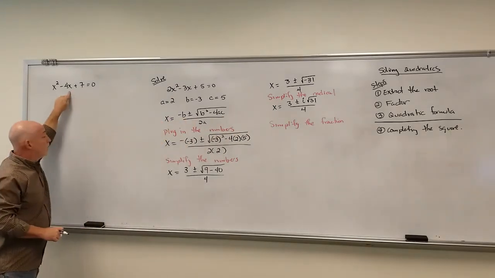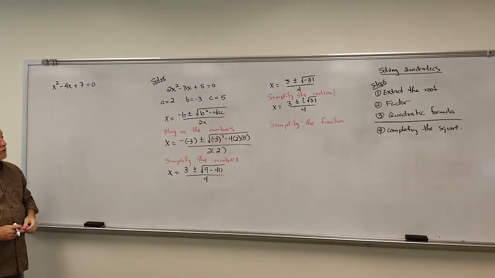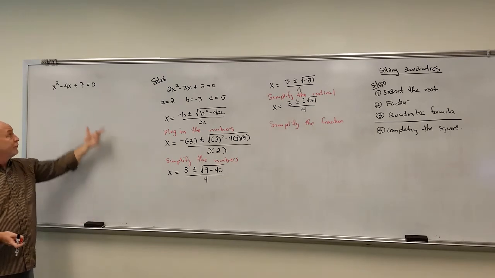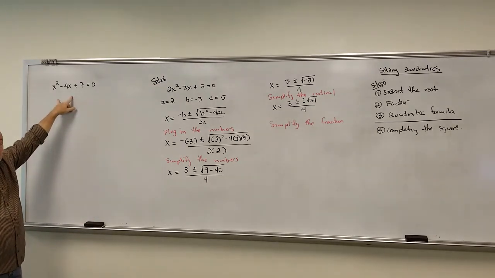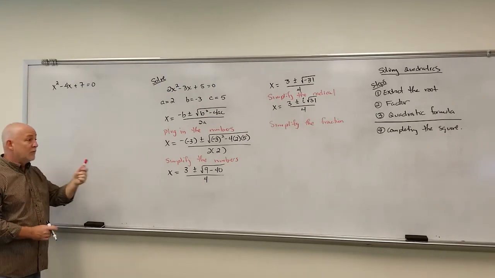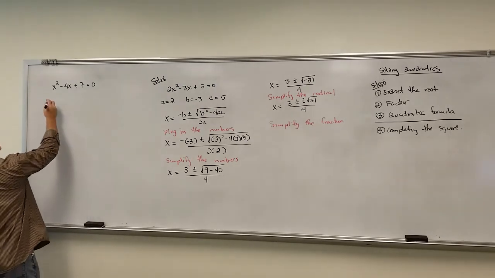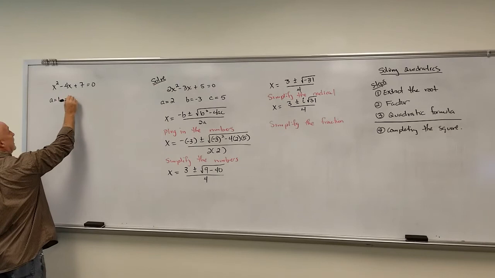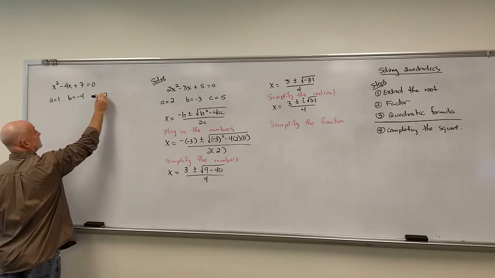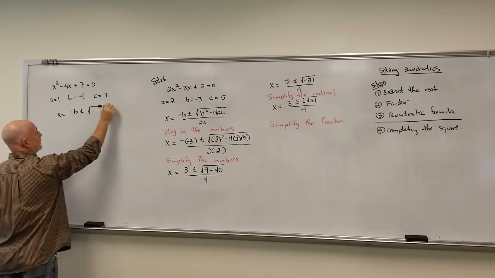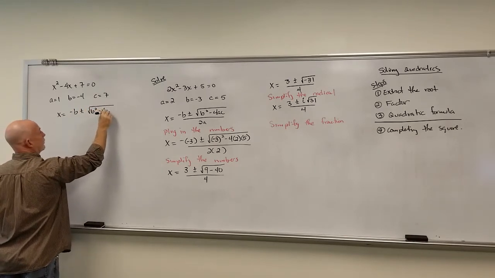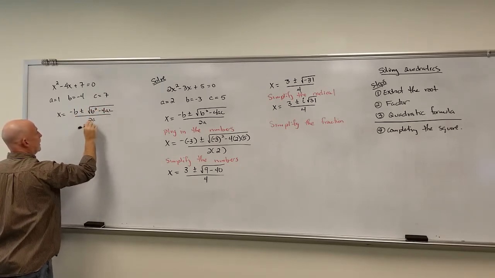We can't do that because of the 4x. Next thing we want to do is factor. So clear all our grouping symbols, move everything to one side. That's done. Try to factor. This won't factor. So since it won't factor, we're automatically just going to do the quadratic formula. Again, we want to state what A, B, and C are. And then we're going to plug it into our quadratic formula: negative B plus or minus the square root of B squared minus 4AC all over 2A.